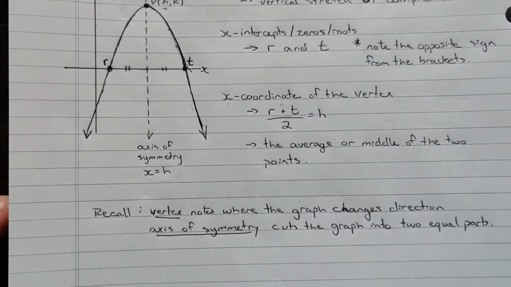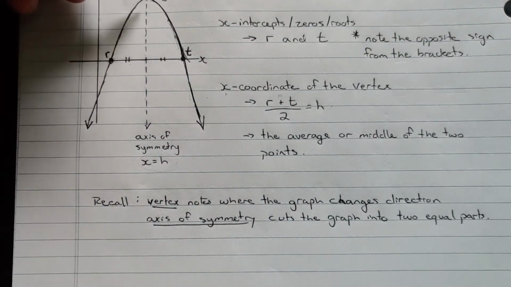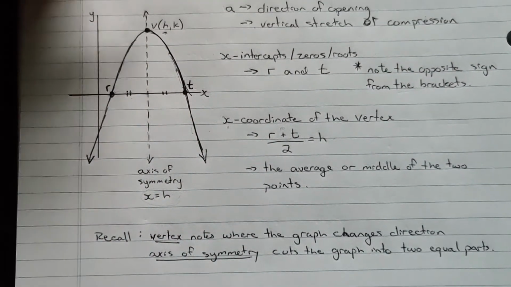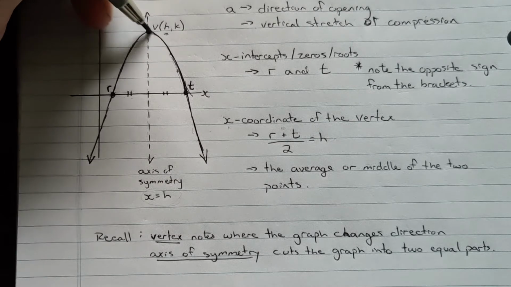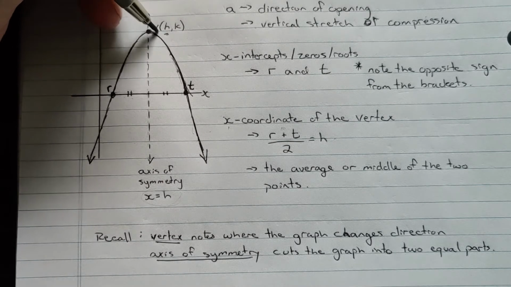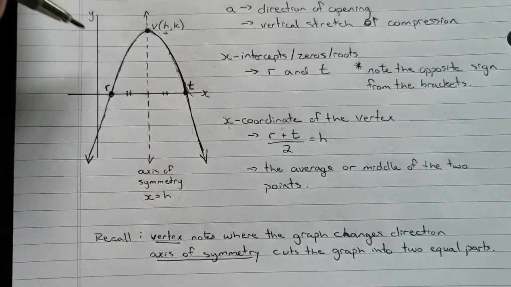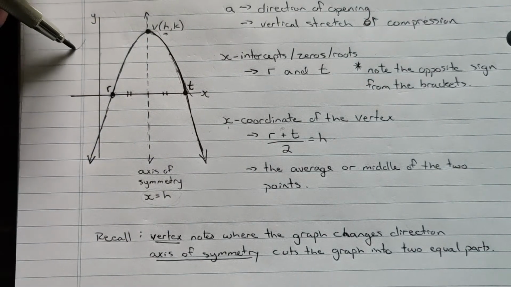Do you recall again that the vertex is that point, and keep this frame, the vertex is the point where it changes direction, so either goes from going up to going down, or in the case of the opposite type of graph, going down to going up.